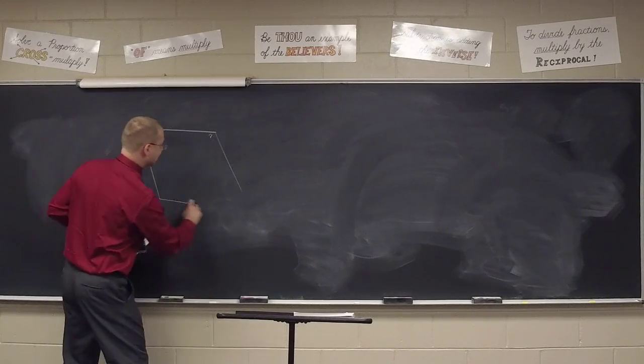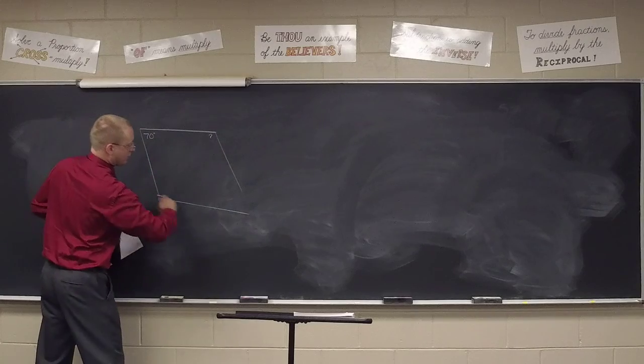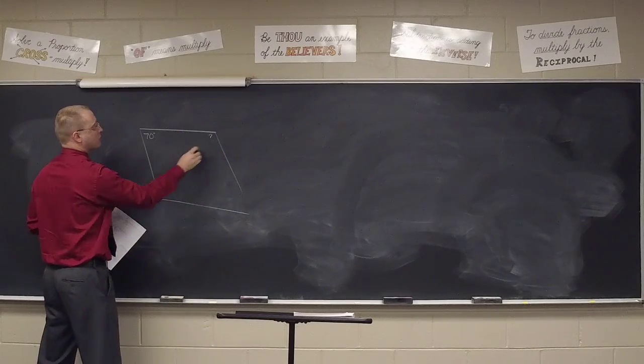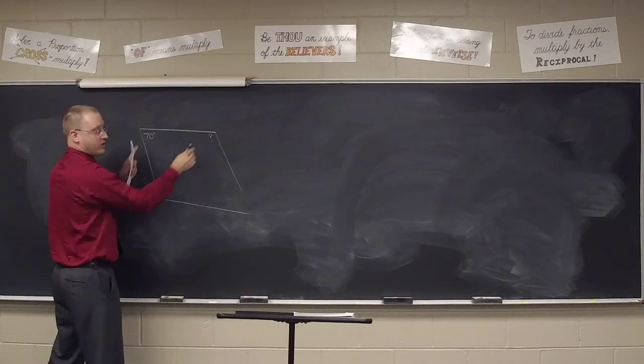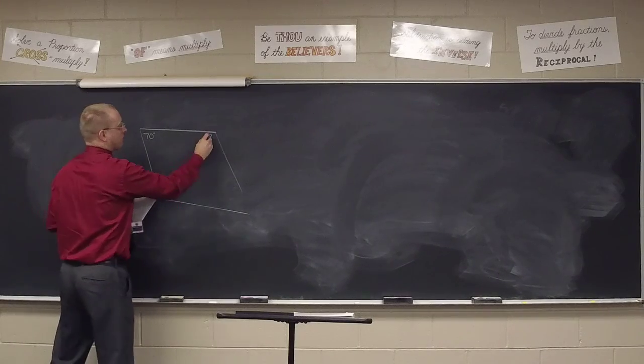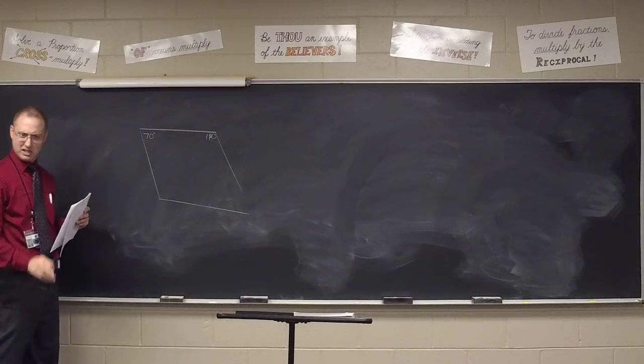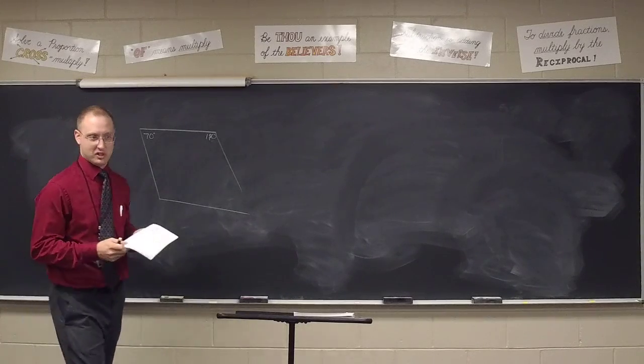This line is not parallel. This line kind of goes down more compared to this one. But these two, to be parallel, have to have supplementary angles on the same side of the transversal. So that's where you get the 110. Does that make sense? Yeah. Good question. Any other questions on this?